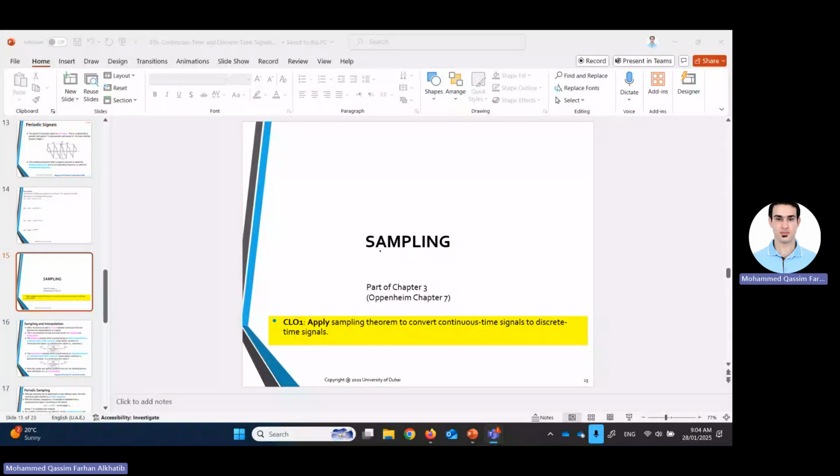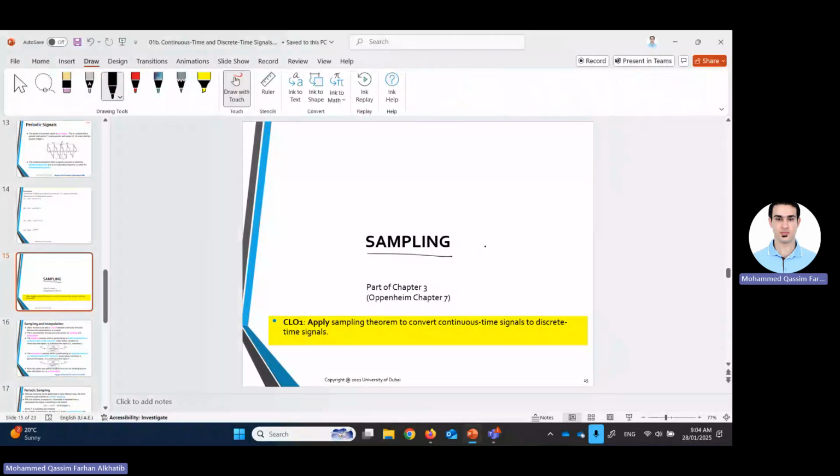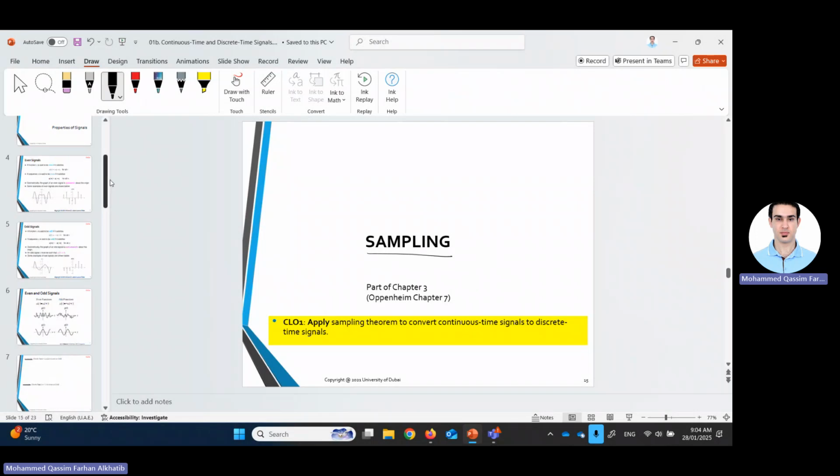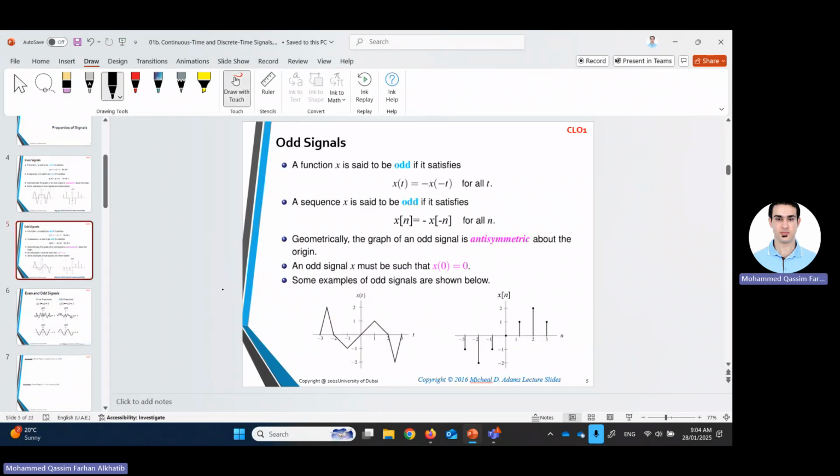All right, and we said sampling is the process to go from continuous domain into discrete domain. So usually we have continuous signals, analog signals. I think it was discussed early in this lecture. So you have a signal like this, you take samples at certain intervals.